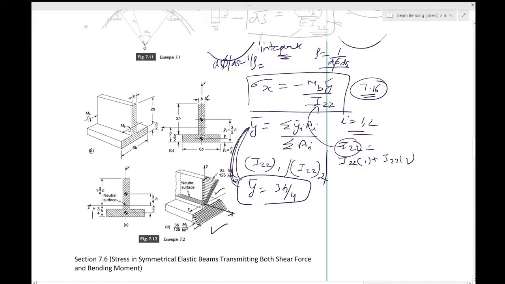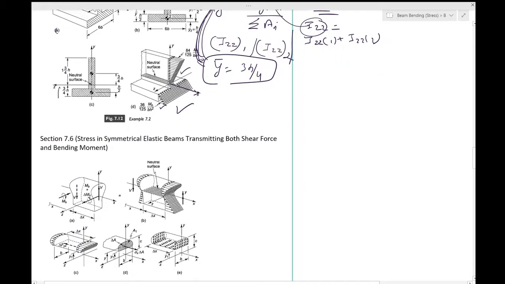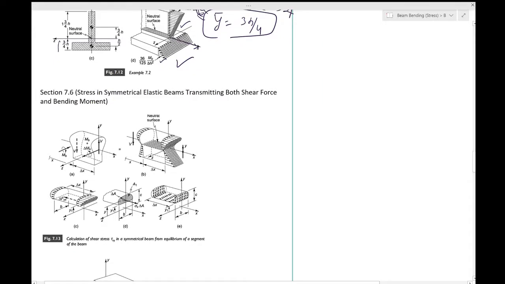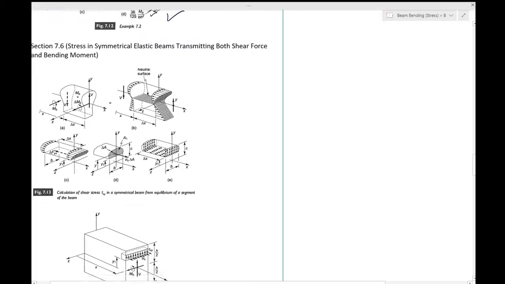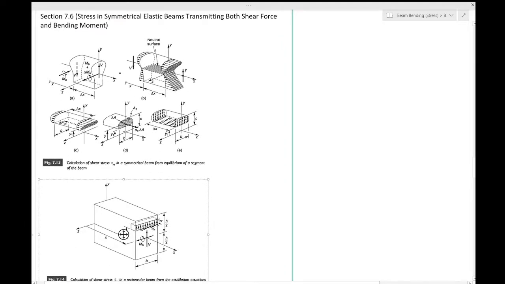Okay, so that is how we can apply this to a shape which is, as you have seen, an I-shaped beam. So moving on, let's move to section 7.6.